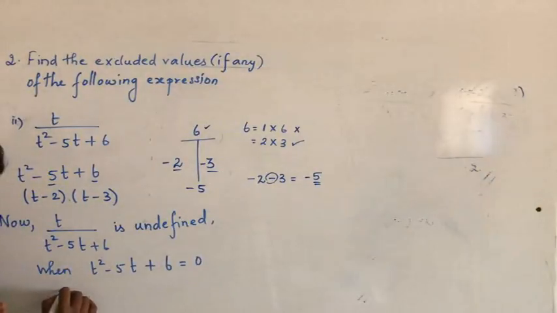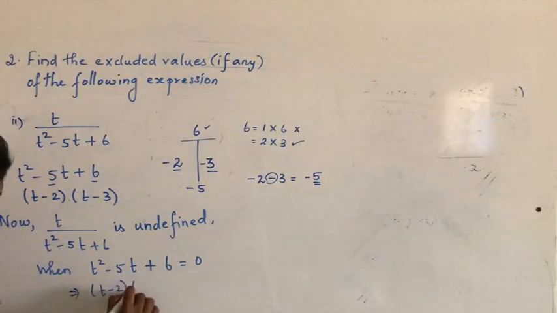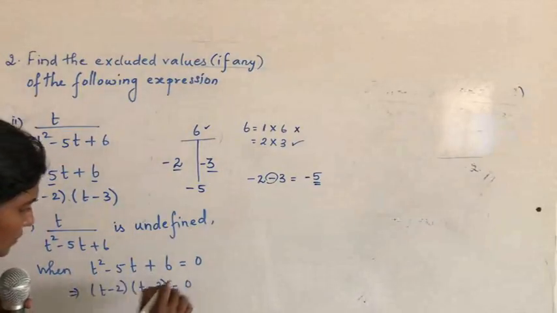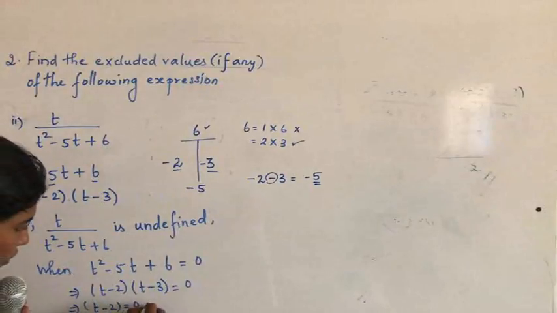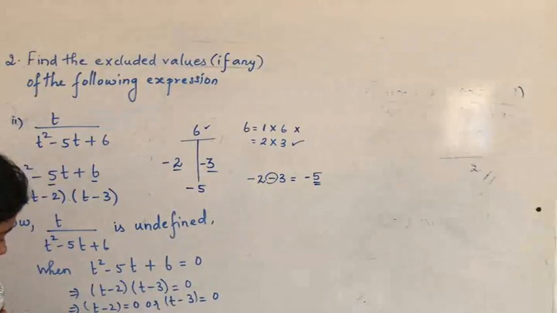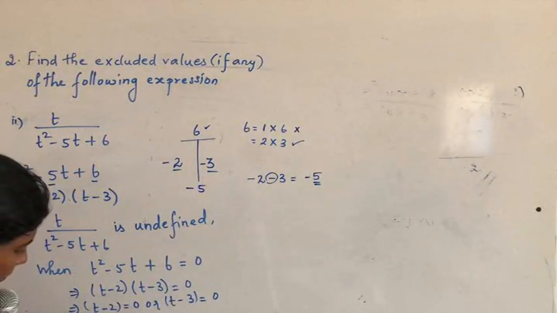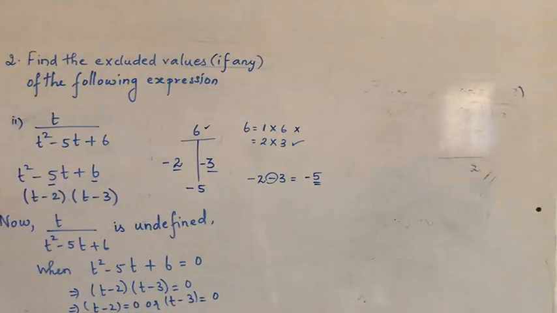That is, t minus 2 into t minus 3 is equal to 0, which implies t minus 2 is equal to 0 or t minus 3 is equal to 0, which again implies t is equal to 2. The negative becomes positive. Again here we have negative, t is equal to 3. So what are the values that make the expression undefined? 2 and 3.